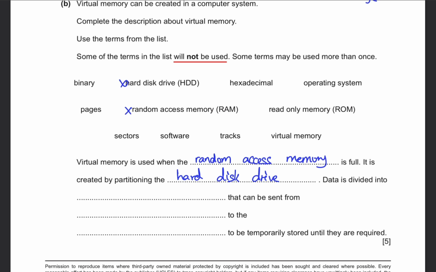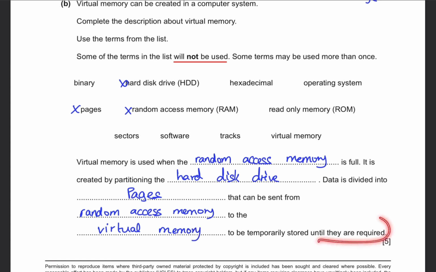Data is divided into dash that can be sent from dash to the dash. Data is divided into pages. Data cannot be divided into hexadecimal. It cannot be divided into tracks. No, it is divided into pages that can be sent from random access memory to the virtual memory to be temporarily stored until they are required.